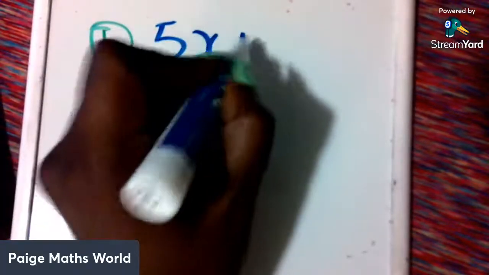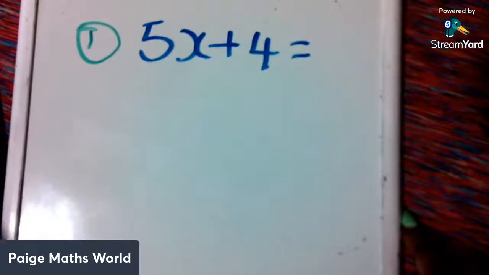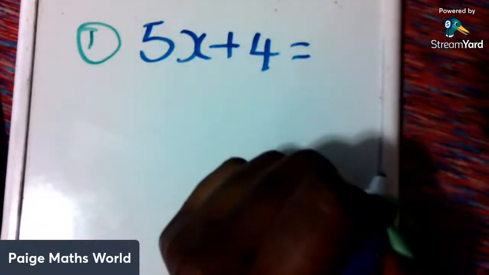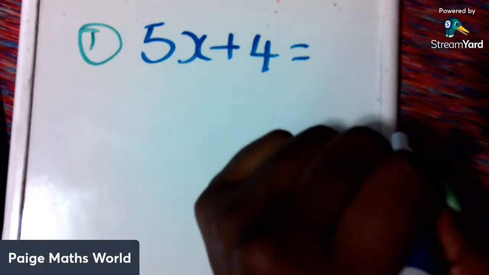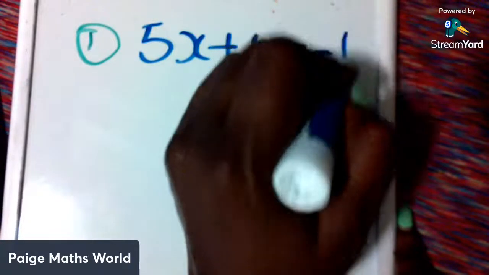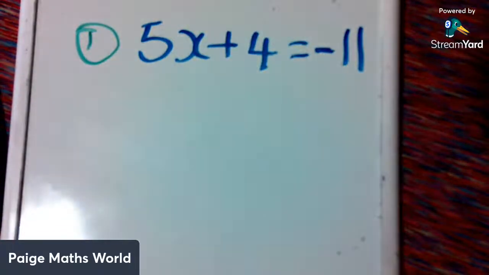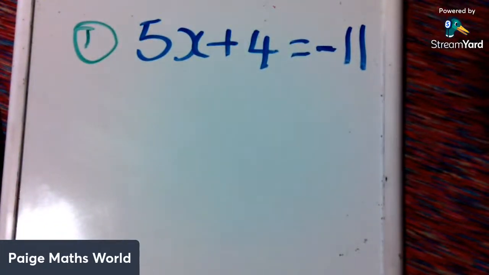5x plus 4 is equal to, let me have a negative, minus 11. 5x plus 4 equal negative 11. So I want you guys to solve for x for this one. Again, it's 5x plus 4 is equal to negative 11. What is your solution?